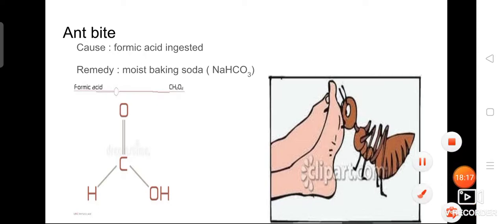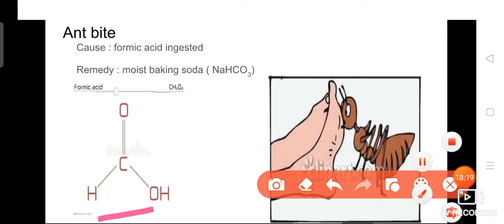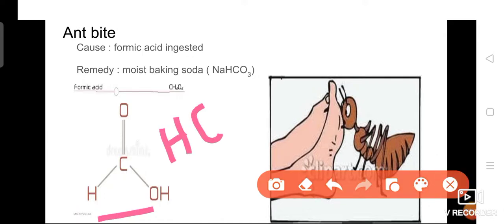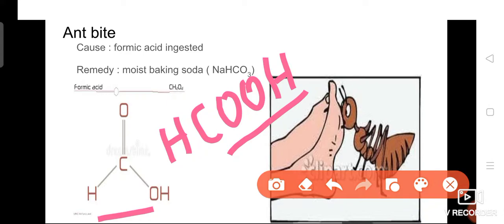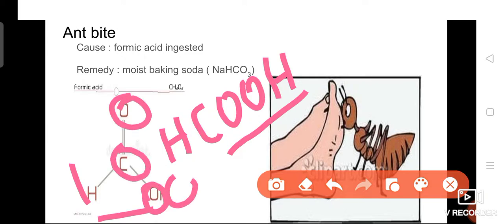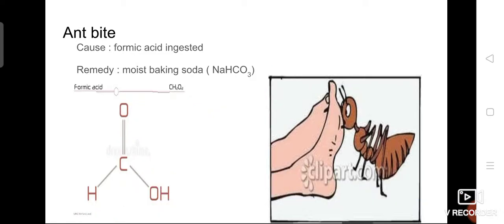That acid is called what? This is the formula, HCOOH. This is the formula of formic acid. Acid always ends with COOH. And for formic acid, in front you have to add one more H. So HCOOH. Are you all clear? Okay. So during an ant bite, the ant is injecting an acid into our body, that is called formic acid. That acid is giving that irritation, redness, swelling and pain in the area.